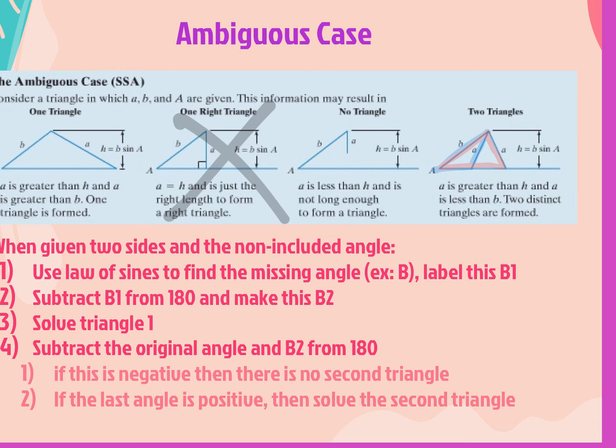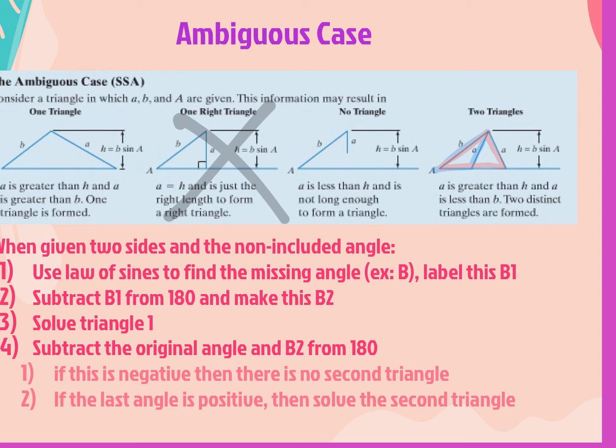B2 will always be positive because it's going to be 180 minus the first angle. When I subtract those two from 180, and they're going to give you an original angle, if that third remaining angle is positive, then there's a second triangle. If that third remaining angle is negative, then there's no second triangle.